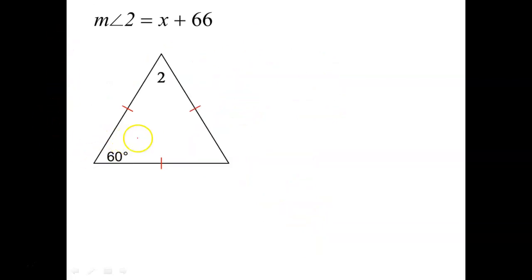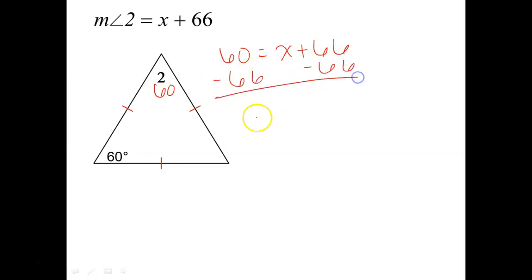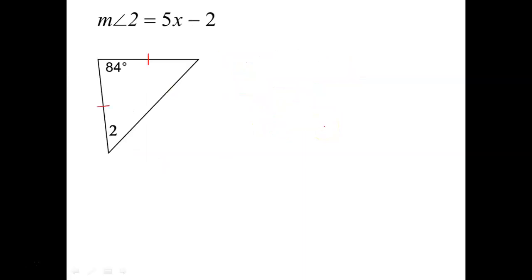All right, equilateral triangle. All the angles are the same, so I know angle 2 is 60. 60 equals x plus 66. I feel like I've done this one before. Subtract 66 from both sides. X equals negative 6.